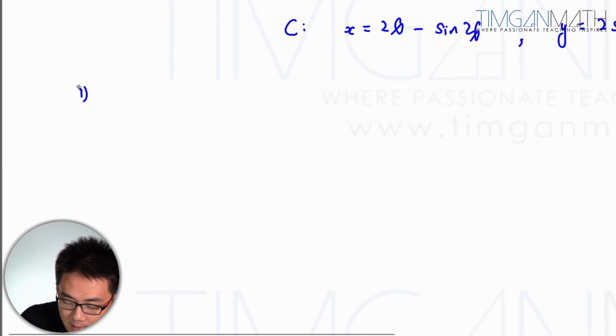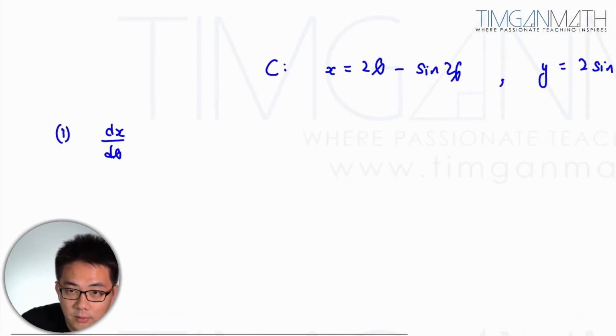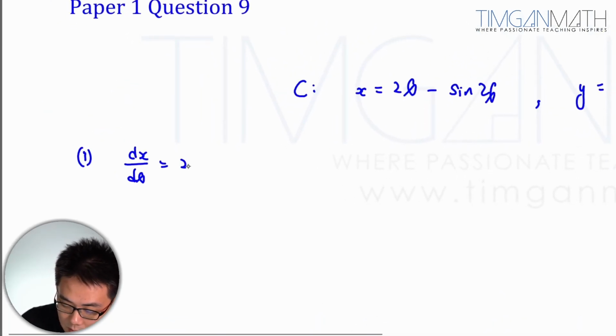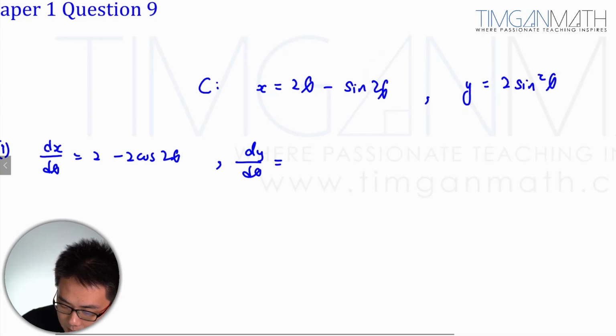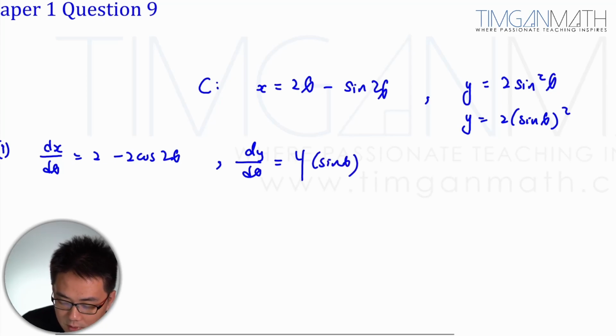So for the first part, what you need to do is actually just find dx/d theta first. From this expression here, what we can get is 2 minus cosine 2 theta, all over 2. And dy/d theta: this is actually y equals 2 sine squared theta, so it'll be 4 sine theta, differentiate sine will give you cosine theta. Alright, so that's pretty okay.